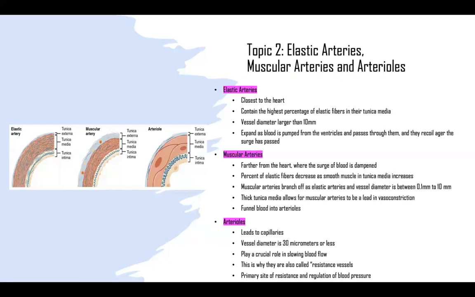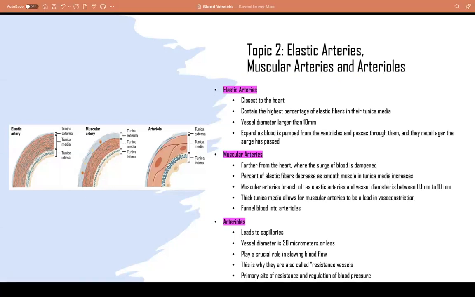Since they have so many elastic fibers, these arteries expand as blood is pumped from the ventricles and passes through them, and they recoil after the surge of blood is complete. And the elastic recoil helps to maintain the pressure gradient that allows blood to flow through these arteries.